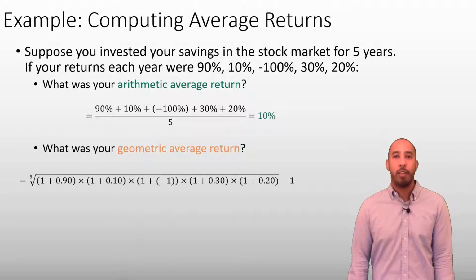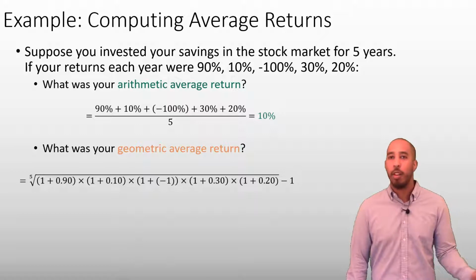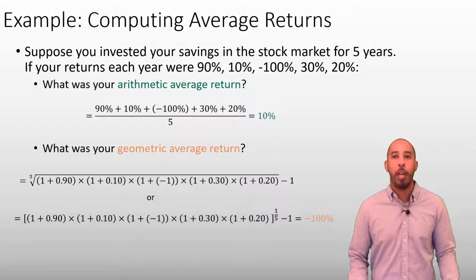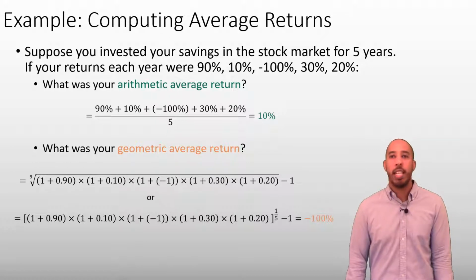For the geometric average, we want to apply this formula here. It's the fifth root of all the stuff under that root symbol, minus 1. It can be kind of difficult to compute this fifth root, so we can rewrite it like this. We'll just raise all the stuff in the brackets here to the 1/5 power. That gives us the same result. And the result I get is negative 100%. This is the geometric average return.